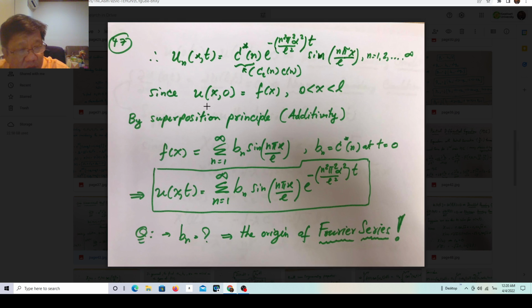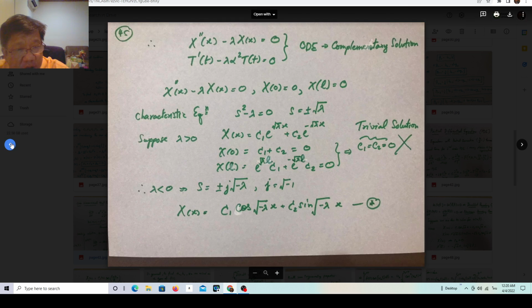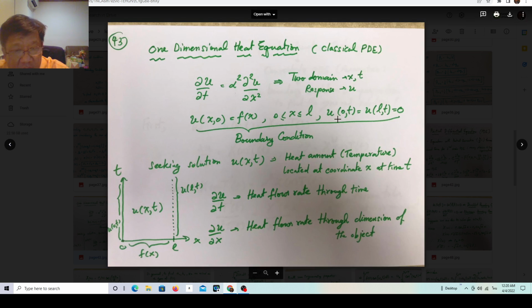But there's another boundary value function that we haven't used yet. You remember that we have the boundary conditions here. We already used these two, but we haven't used this yet, at t equal to 0, u of x,0 equal to f of x.